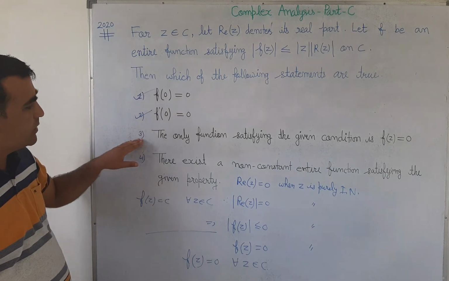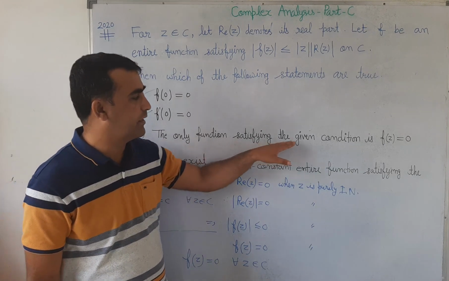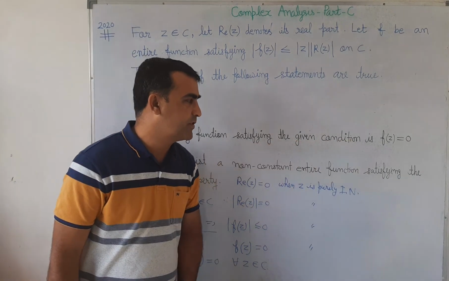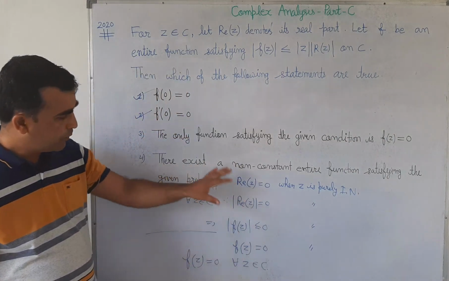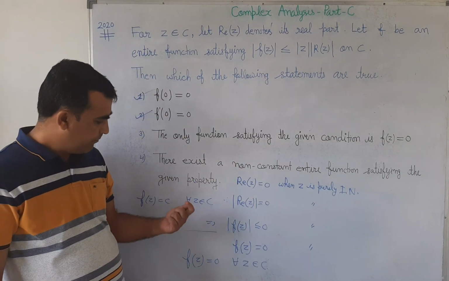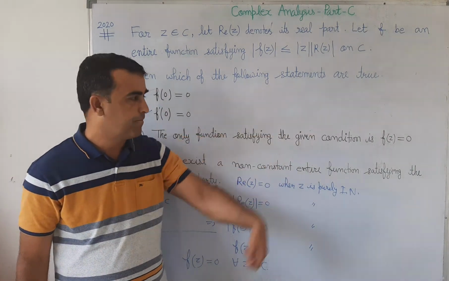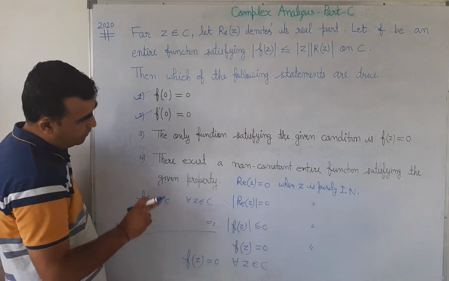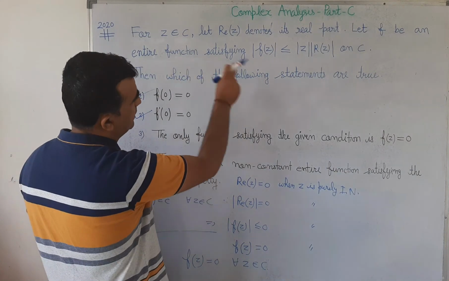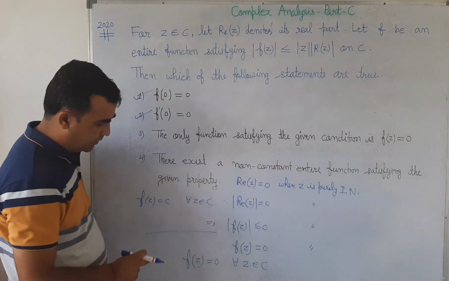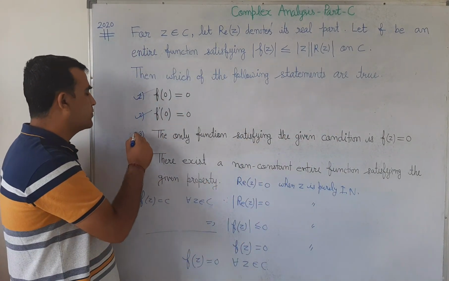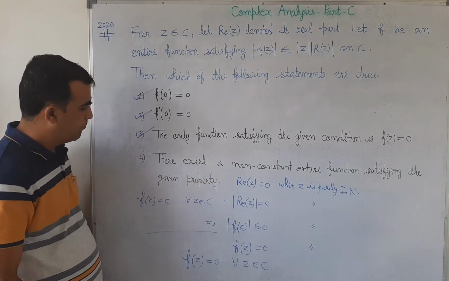Now come to the third option. The only function satisfying the given condition is f(z) equal to 0. From this discussion we find only this function. Therefore we can say the only function satisfying these conditions is f(z) equal to 0. The third option is also correct.